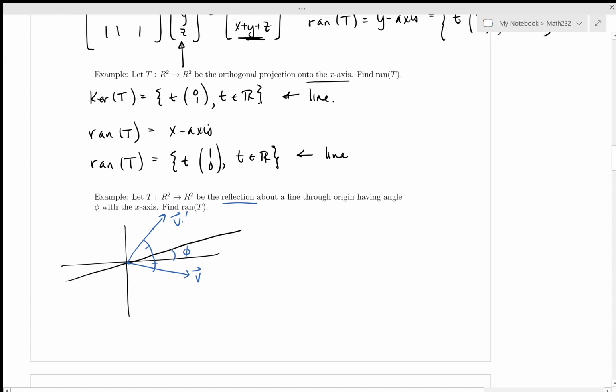Okay, so I claim here that the range of T is all of R2, because given some vector v prime, I can always find the preimage. I consider v prime some vector in R2, and ask, can I find a vector in R2 that will reflect and give me that? And I say, yes, I can. So the range of T here is R2, and let us just remember here that the kernel of T was the zero vector.